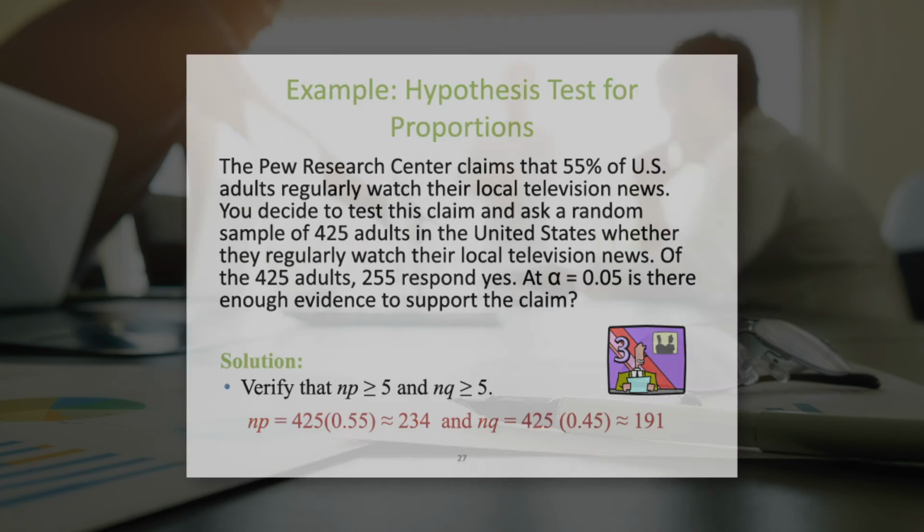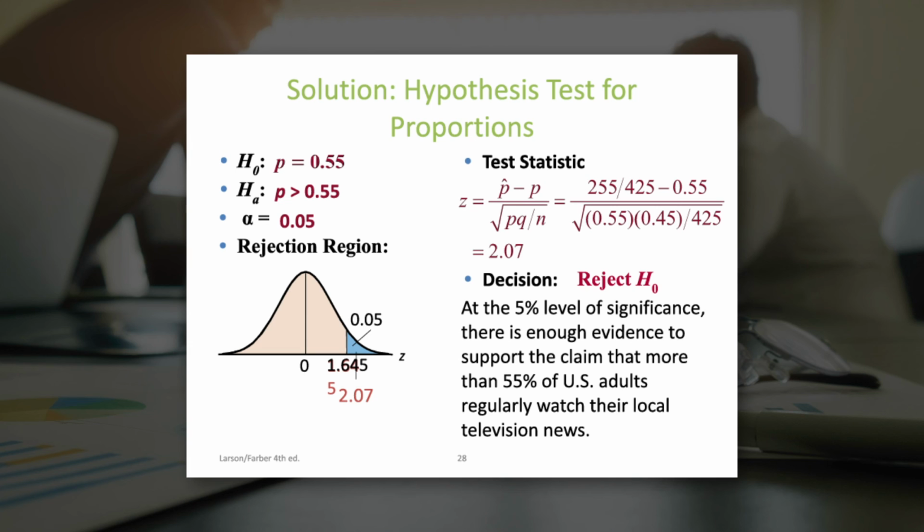So verify that np is greater than or equal to 5 and nq is greater than or equal to 5. So np equals 425 multiplied by 0.55, which is about 234, and nq is equal to 425 multiplied by 0.45, which comes to about 191. If we plot this in a figure, we find that it is a right-tail test, and the decision is to reject the null hypothesis at the 5% level of significance. There is enough evidence to support the claim that more than 55% of US adults regularly watch their local television news. So this is exactly what the model is.